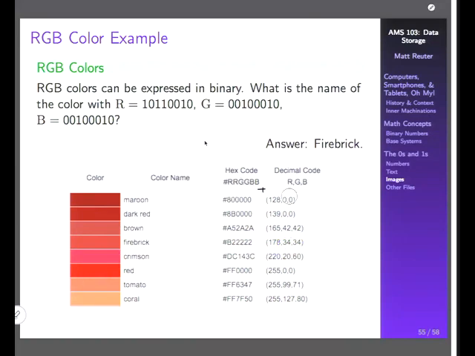Okay? So if we got this on a quiz, you might wonder whether you'd need to say fire brick. Well, if this is on a quiz, you probably wouldn't have access to the website to get the name of the color. So you'd probably just leave it as the decimal, or whatever it was asked. It's possible I might give it to you in decimal and ask you, what is it in binary?